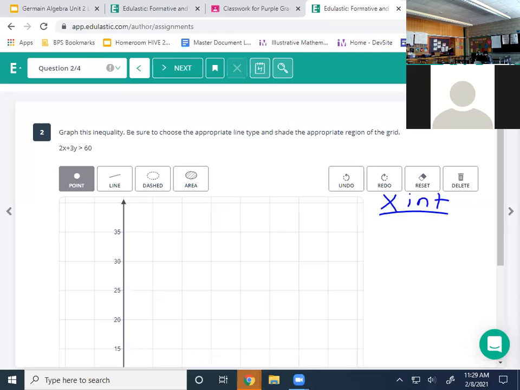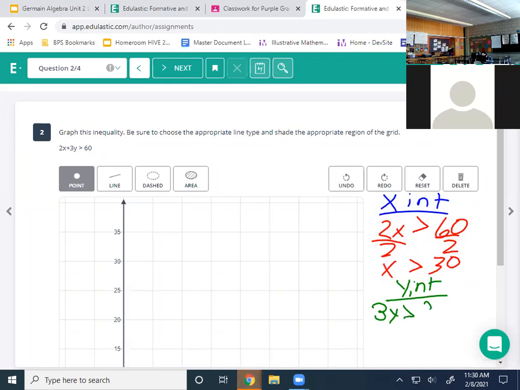So you would say 2x is greater than 60. Get the x by itself, divide by 2, divide by 2. x is going to be compared to 30. So my x-intercept is going to be at 30. Good. Nice job on that one, Gabe. Now my y-intercept, I'm going to do what, Kyle? Same thing, but instead plug x in for 0 and divide by 3 to get the y-intercept. Very good.